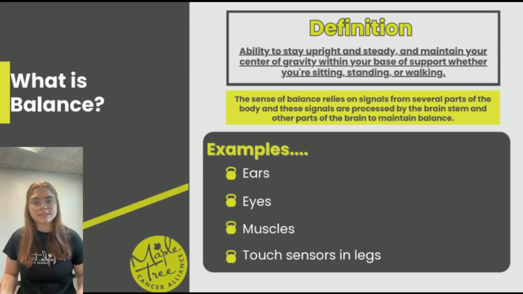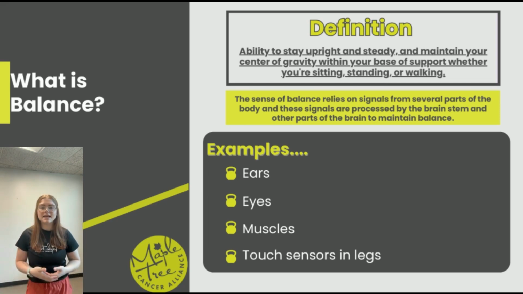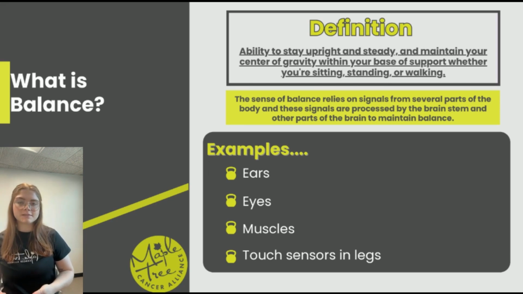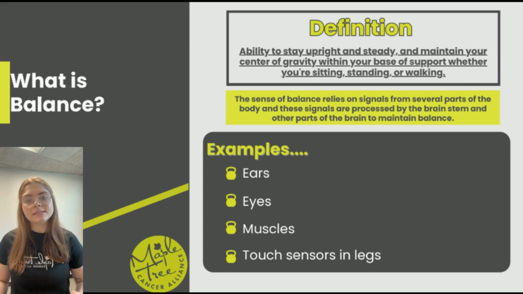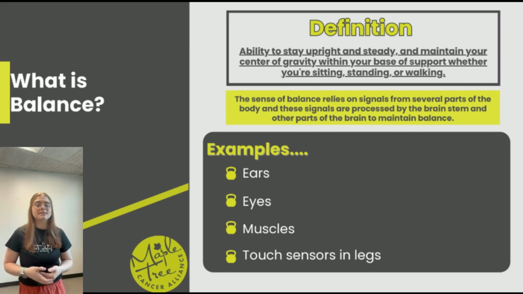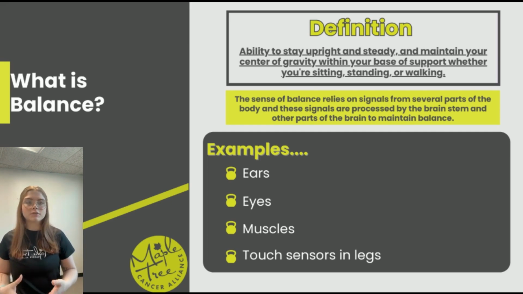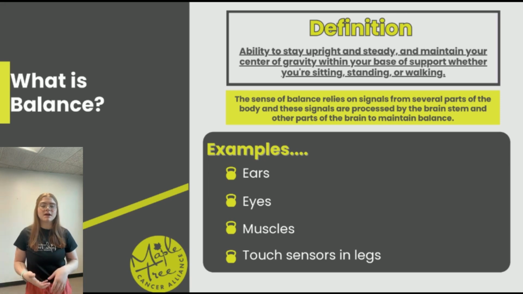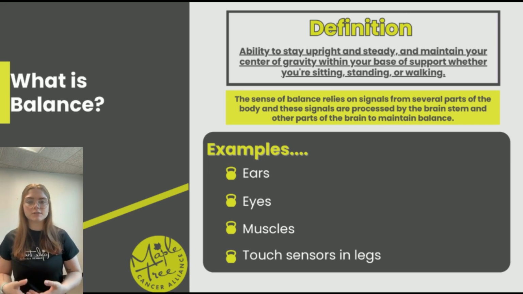Balance is the ability to stay upright and steady and maintain your center of gravity within your base of support, whether you're sitting, standing, or walking. The sense of balance relies on several signals from different parts of the body, and these signals are processed through the brainstem and other parts of the brain.